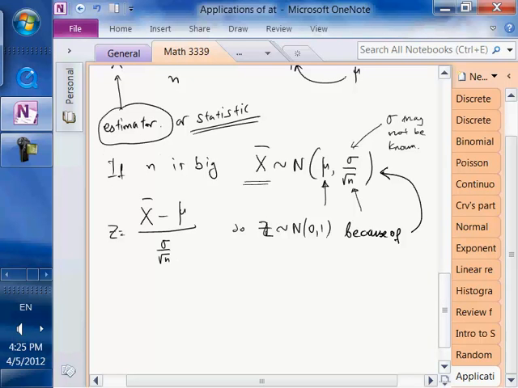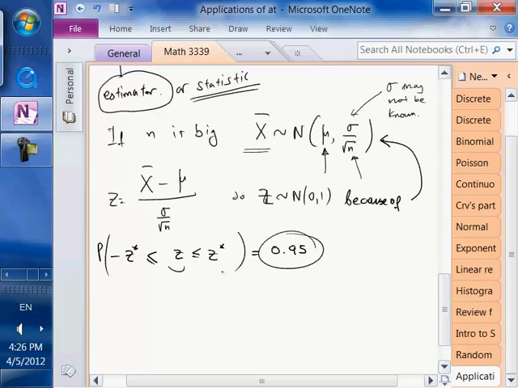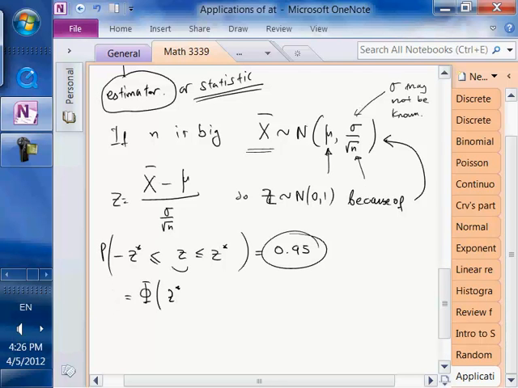Now, let's say the following. Let's find an interval so that if the values of the standard normal distribution are between negative Z star and Z star, the probability will be equal, let's say, to a desired confidence level, which is 95%. We can do this easily. We can look it up in the book. What should Z star be? Phi of Z star, what should that be equal to?